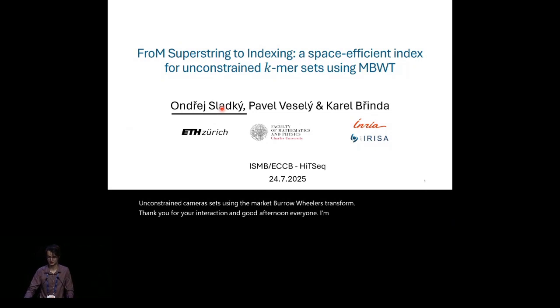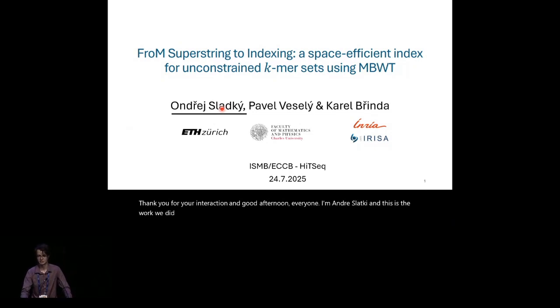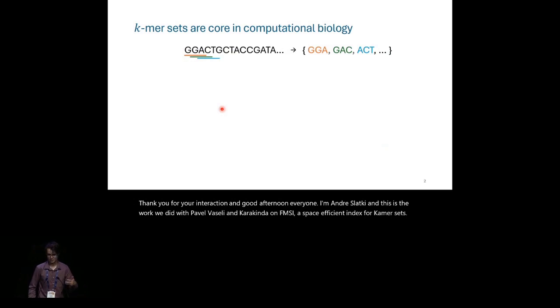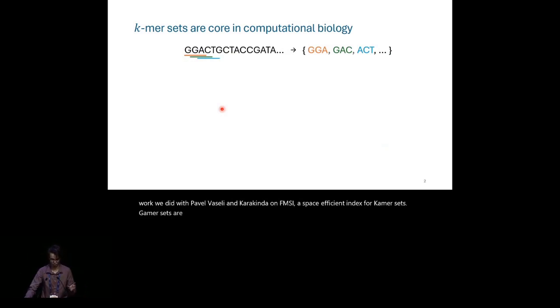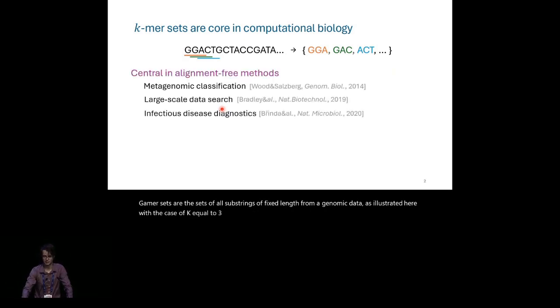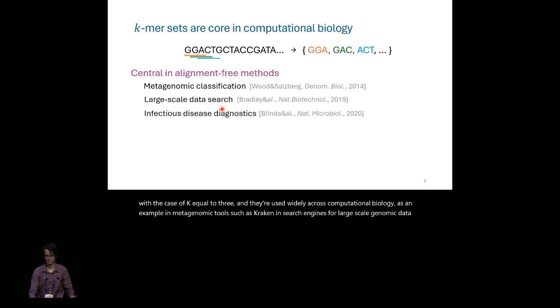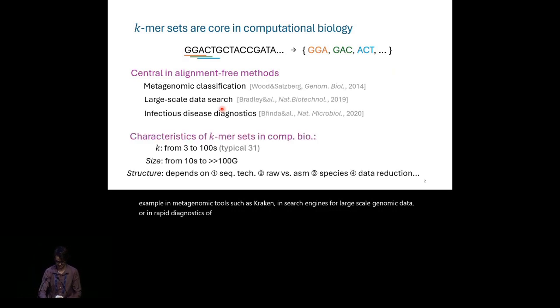I'm Ondřej Sladký, and this is the work we did with Pavel Veselý and Karol Břinda on FMSI, a space-efficient index for k-mer sets. K-mer sets are the sets of all substrings of fixed length from genomic data, as illustrated here with the case of k equal to 3. And they're used widely across computational biology, as an example in metagenomic tools such as Kraken, in search engines for large-scale genomic data, or in rapid diagnostics of infectious diseases.